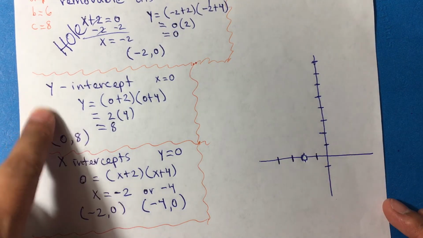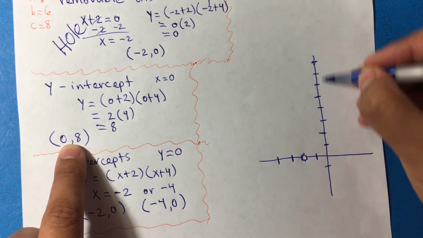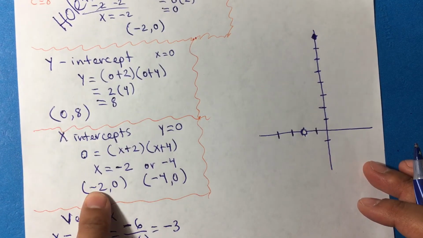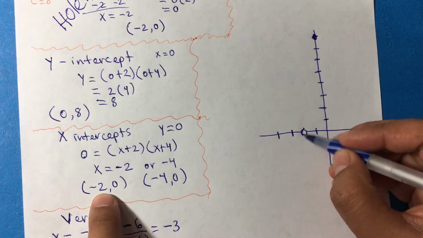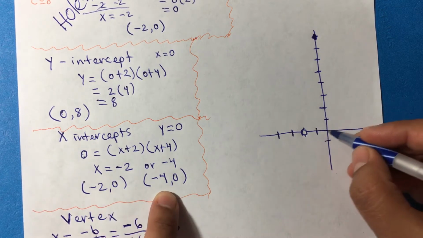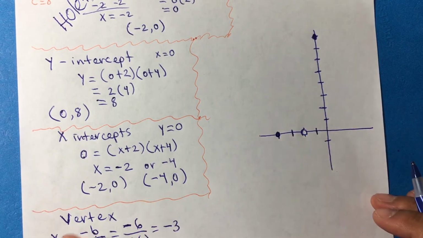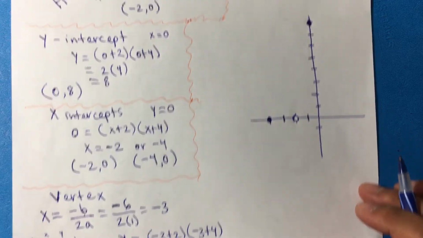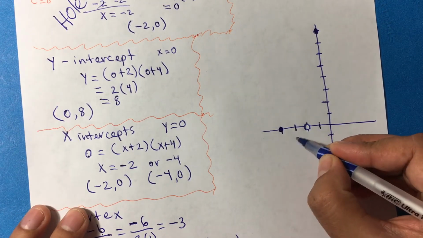Then I start plotting in the other points. The y-intercept is at 0, 8, right there. The x-intercepts are at negative 2, 0. It means that the graph goes through there, but it still has the hole. And then the other one is at negative 4. It's right there. My vertex is at negative 3, negative 1. So you go negative 3, negative 1 is right there.